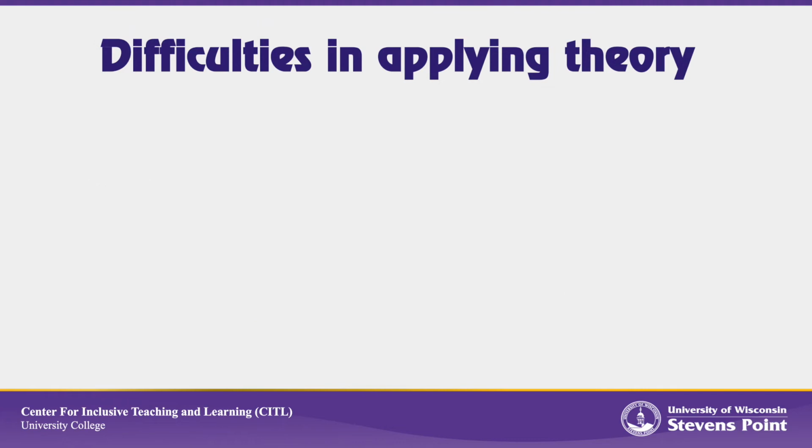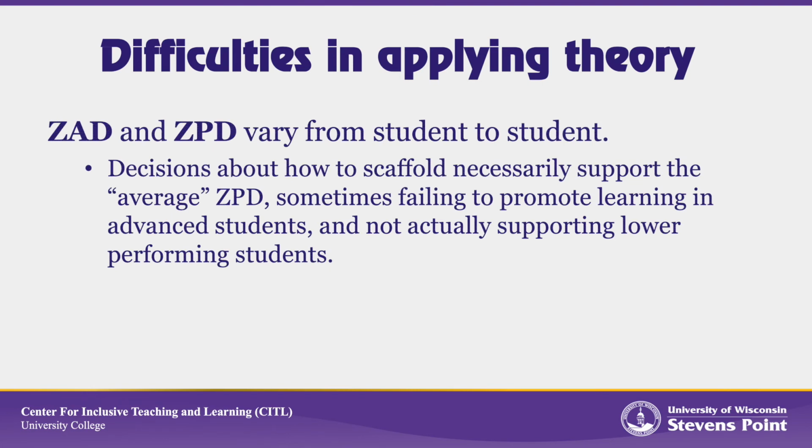So, what about putting all this theory into practice? Well, it's not always that easy. The zone of actual development and the zone of proximal development vary from student to student. So, decisions about how to scaffold a course necessarily support the average zone of proximal development, which sometimes means that we are failing to promote learning in advanced students and not actually supporting the lower performing students at the level that they need. To do these things, we may need to add challenges to the course or provide remedial materials.